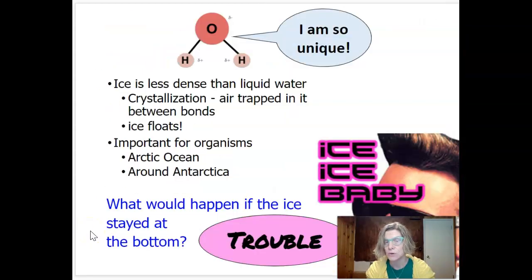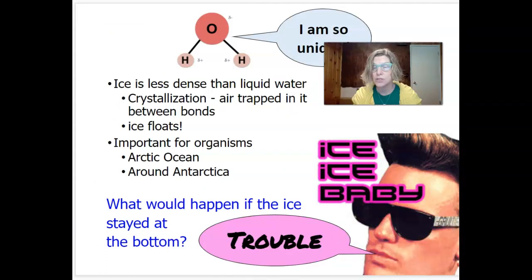Ice is less dense than liquid water, and that has to do with the fact that when it crystallizes, air is trapped in it between the bonds. So it creates this matrix, and this matrix means that there's a lot of air in there, and so it floats. And this is really, really important for organisms, because if ice froze around things when it got cold, it would drag organisms to the bottom of the ocean. And the fact that ice floats on the top means that it's also insulating. And so what would happen if ice all stayed at the bottom?